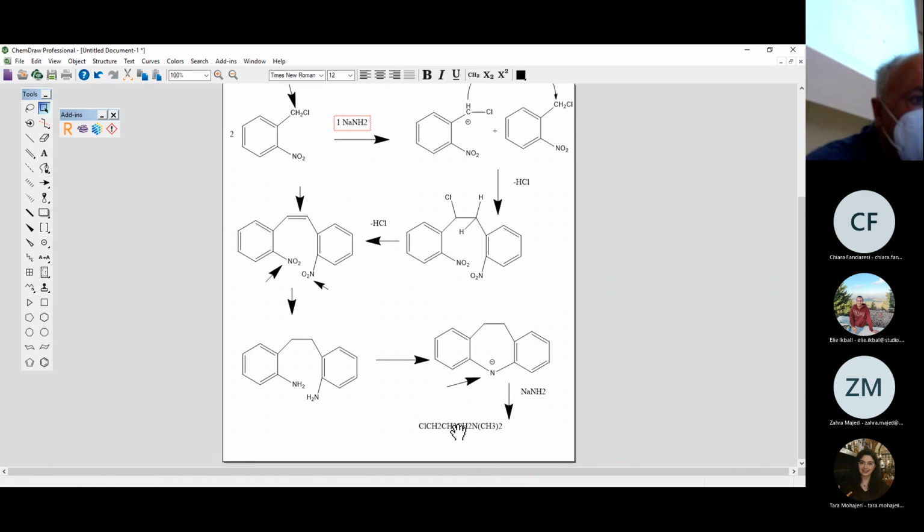So we have already seen this type of reaction. It's another nucleophilic substitution on this carbon atom, and then we can introduce the side chain in strong base condition, just to increase the basicity of this nitrogen atom.